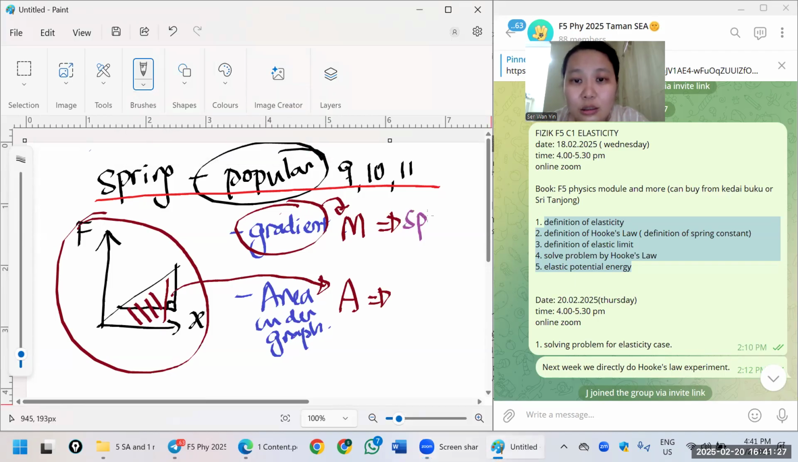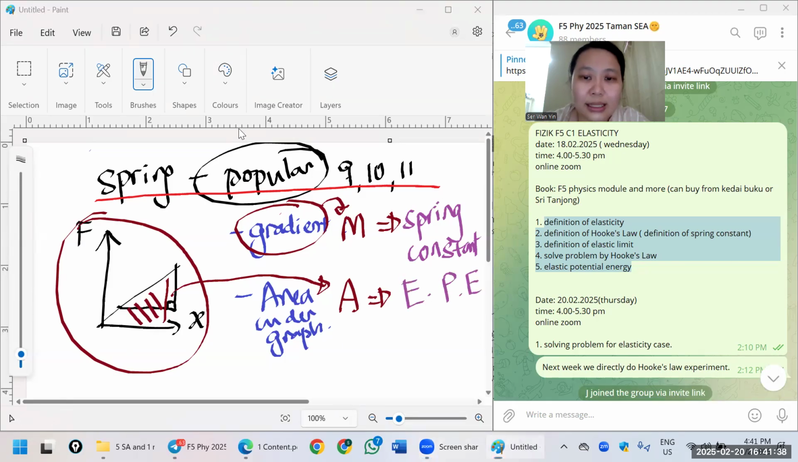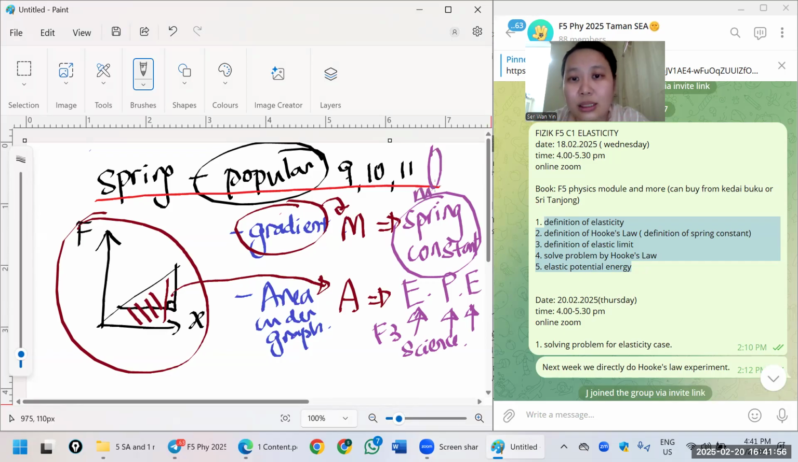Gradient is spring constant. Yes. Area is elastic potential energy. You must make sure you know it's elastic potential energy, which we have learned in Form 3 science. Okay, good. Spring constant, okay? Or let's say it is a rubber band, then we say rubber band constant.